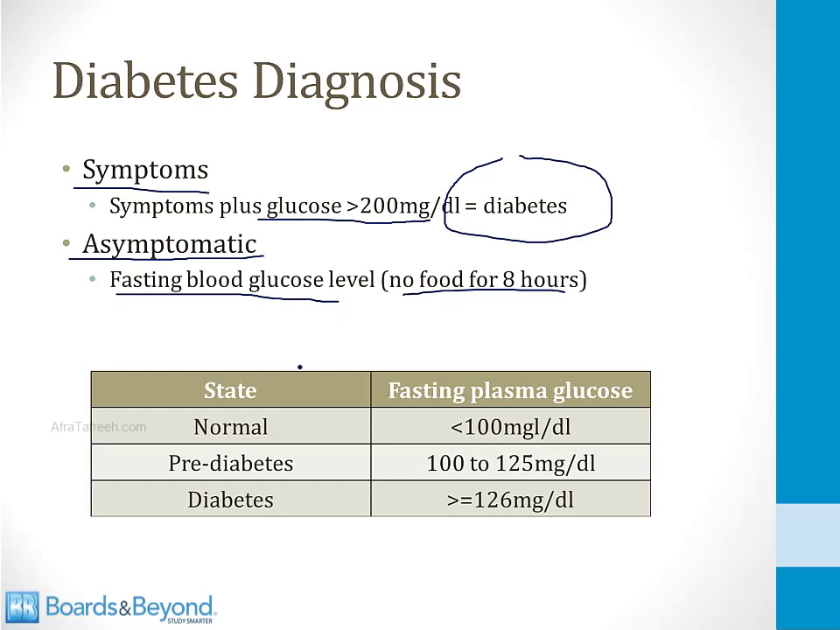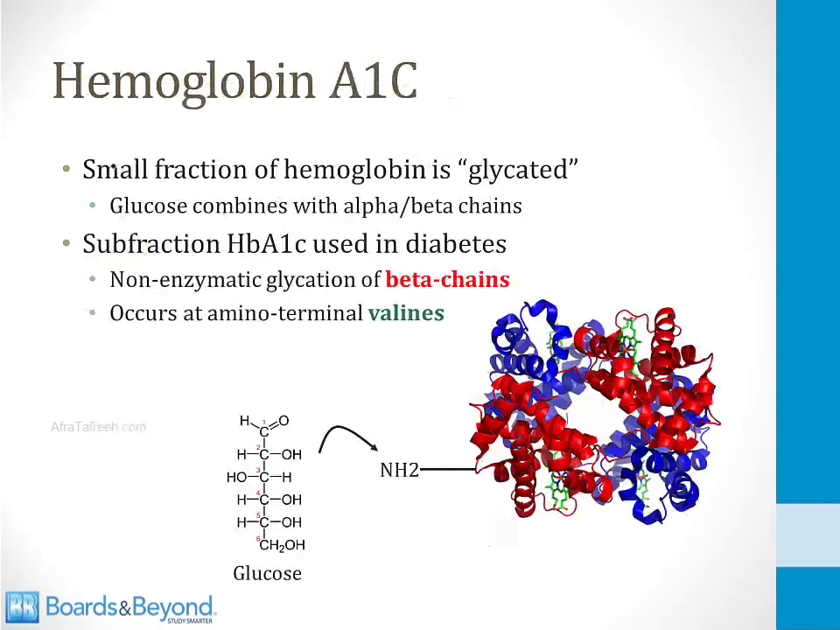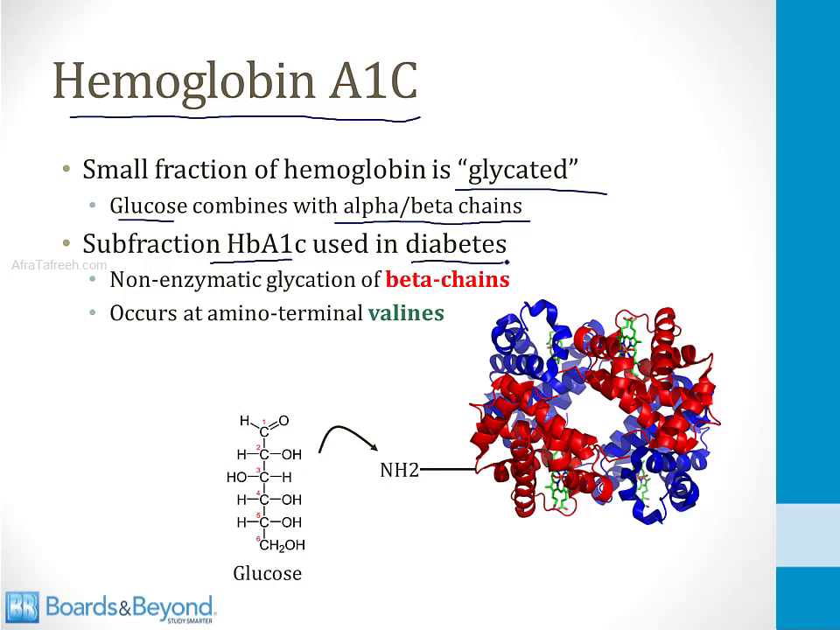If the fasting blood sugar level is less than 100, that's considered normal. If it's 100 to 125, that's considered prediabetes. And a fasting blood glucose level greater than 126 is considered a diagnosis of diabetes. Another test that is often performed in order to diagnose or monitor diabetes is measurement of the plasma level of hemoglobin A1C. A small fraction of the hemoglobin in plasma is glycated. This means glucose combines with amino acids in the alpha or beta chains, and the subfraction called hemoglobin A1C is useful for diagnosing and monitoring diabetes.